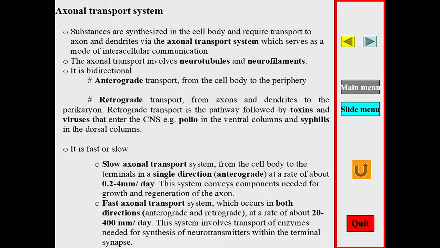On the other hand, this axonal transport system is either slow or fast, slow axonal transport or fast axonal transport, and this depends on the conduction velocity of the transport across the neurotubules. The slow axonal transport system is a single direction system, which means it is from the cell body towards the periphery or the terminals of the neurons. For that, it is only anterograde. Why is it slow? Because it transports the substances at a speed of 0.2 to 4 millimeters per day.